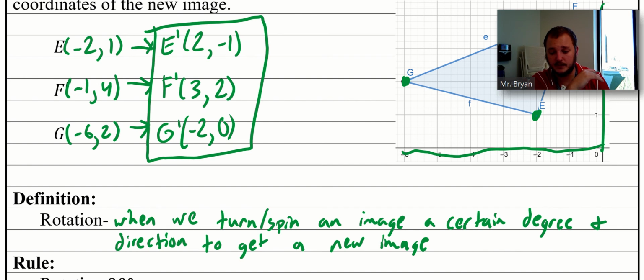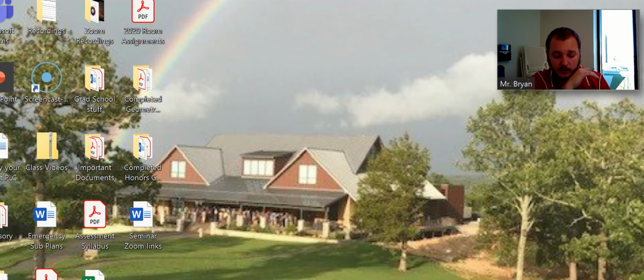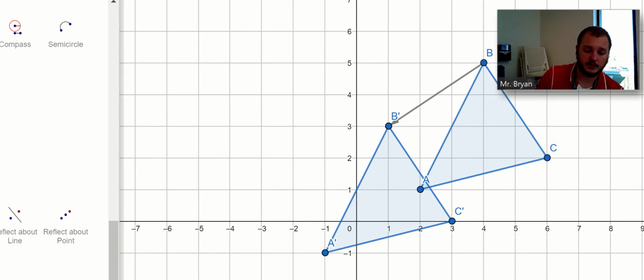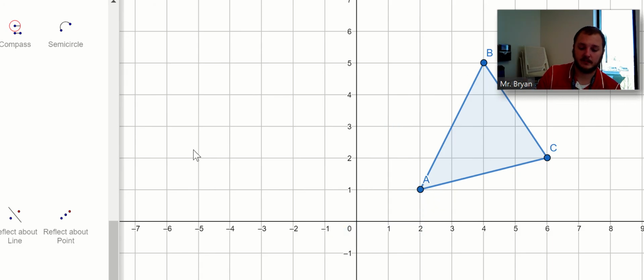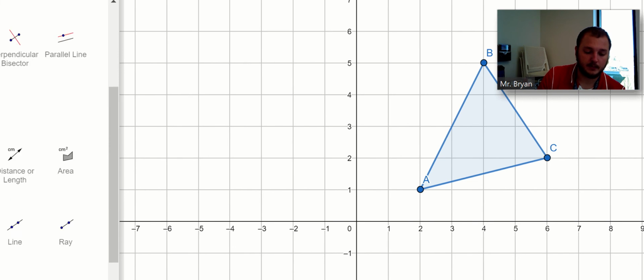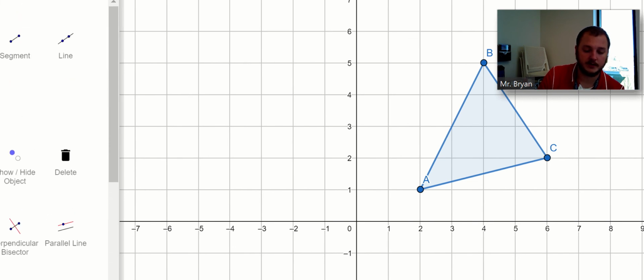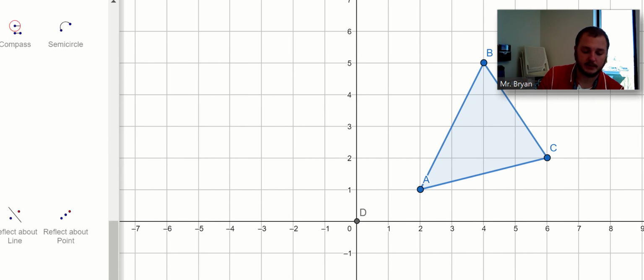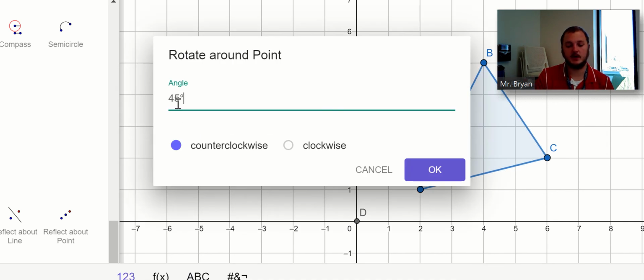So for an example, to visualize this a little bit, if I get the program pulled back up here, let's undo our translation. Let's say we have our original triangle again. I'm going to need to put a point at the origin because, like I said, all of these are going to be rotating around the origin, or in other words, 0, 0, right around here. Okay? So if I use this rotate tool, I'm going to take the triangle and rotate it around my point, and in this program, it asks me how much I want to rotate it. And remember, that's the degree part. So I said the direction, which we'll see in just a second, and then the degree as well.